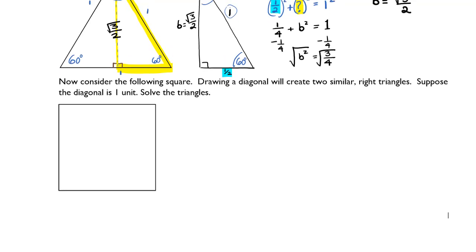Now we're going to do something similar with this square. If we consider the following square, we can draw a triangle by drawing a diagonal line, which will create two similar right triangles. If we suppose the diagonal is 1 unit, we can solve the triangle. So let's do that.